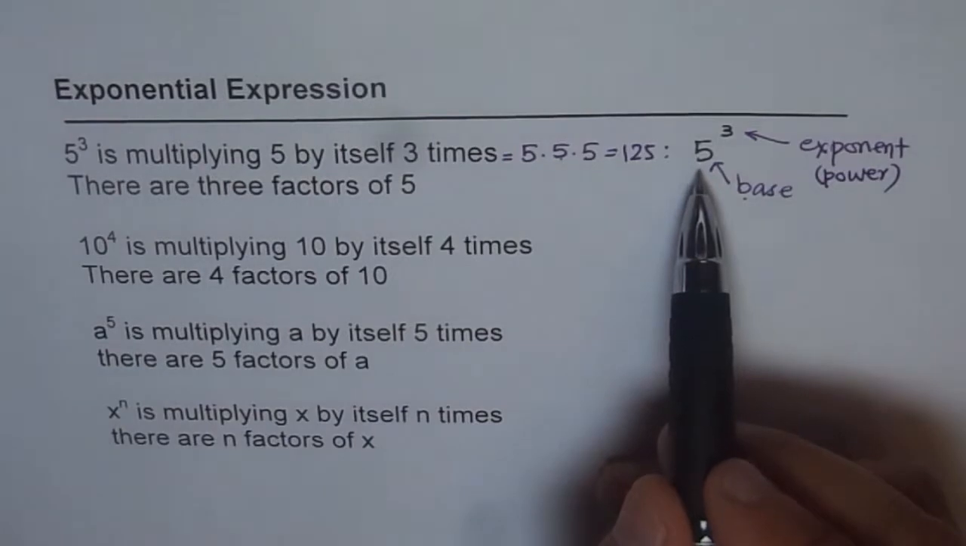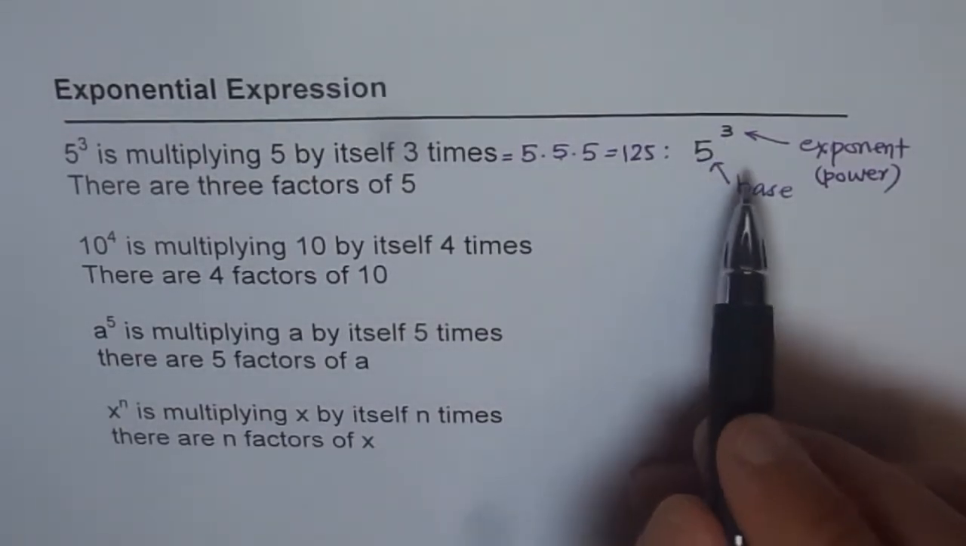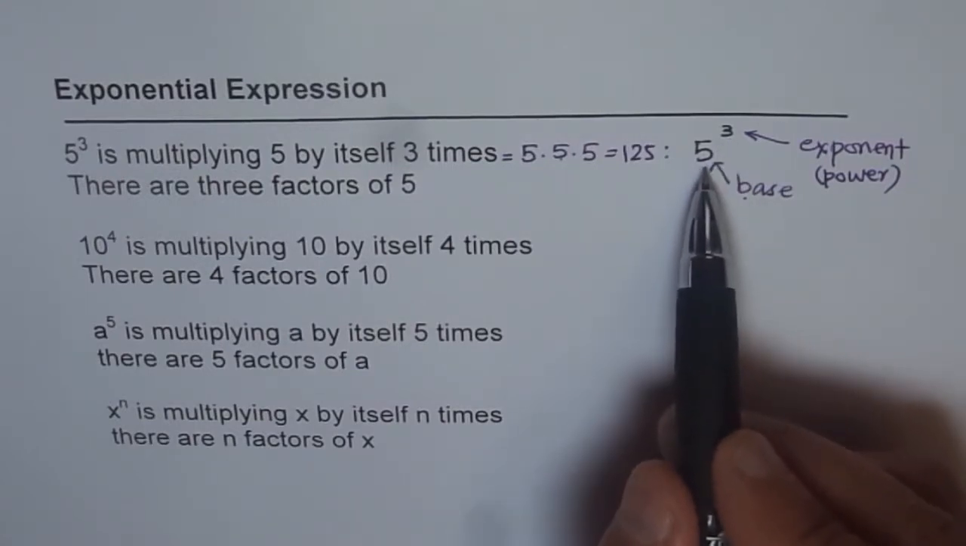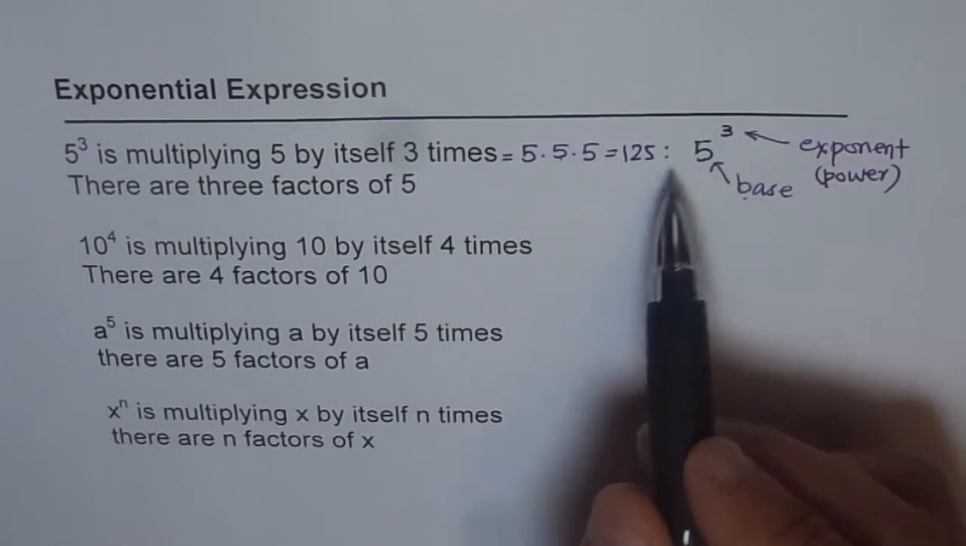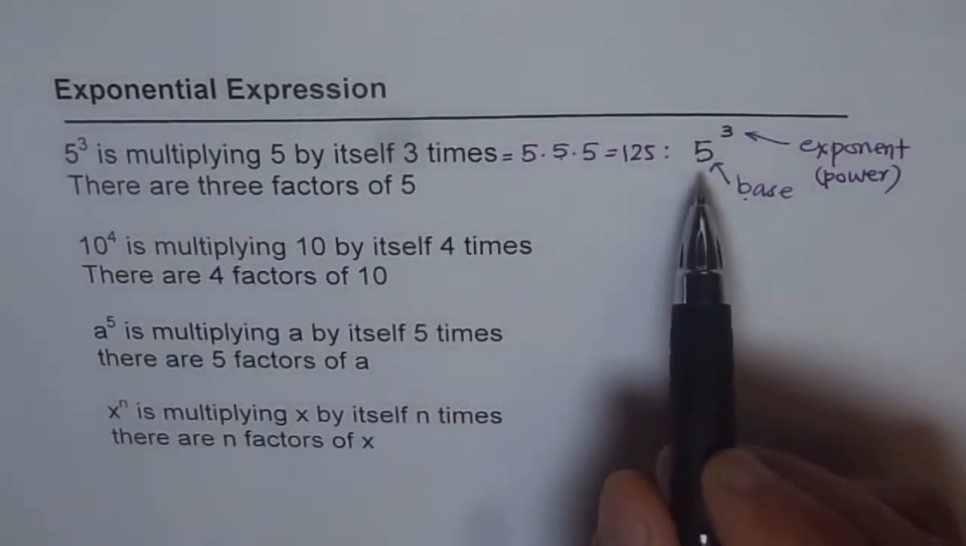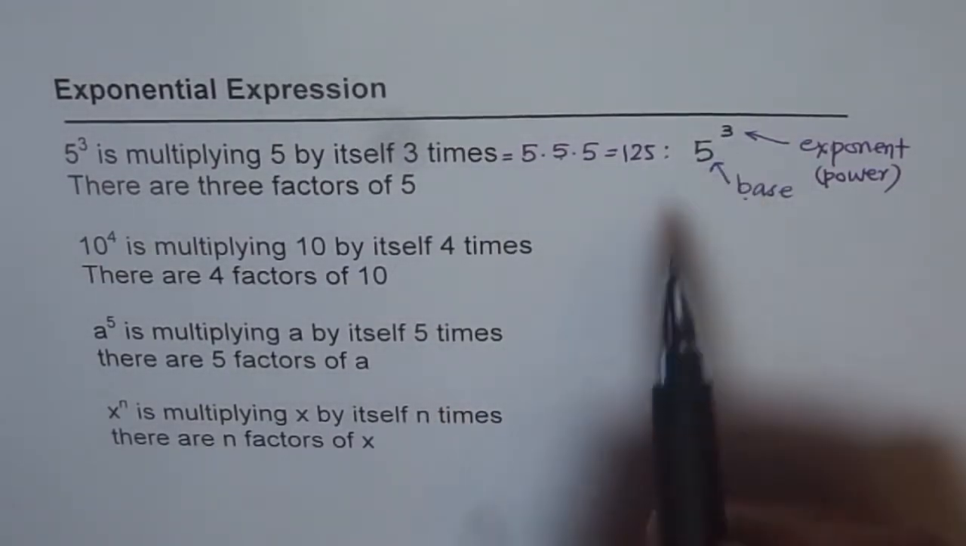It is read as 5 to the power of 3, or the base 5 with an exponent of 3, or we can also say 5 cube. Some have special names, right? 5 cube, and 5 square will be 2 times 5. But the others, we can refer to them with their power, right?